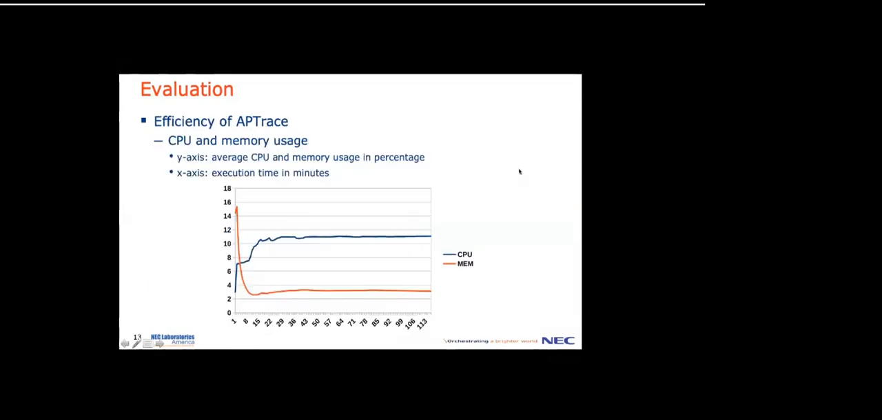The next metric is to measure the efficiency of APTrace. Here we try to measure both the CPU and the memory usage, and the figure shows the results. As you can see, in terms of both CPU and memory usage, the stable usage is around 11% and 3% respectively. So this means both CPU and memory usage are acceptable and applicable in real-world application scenarios.